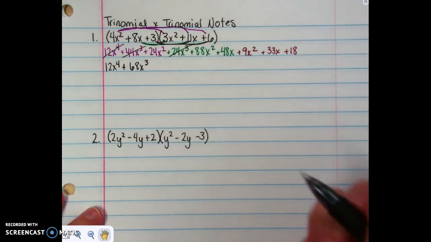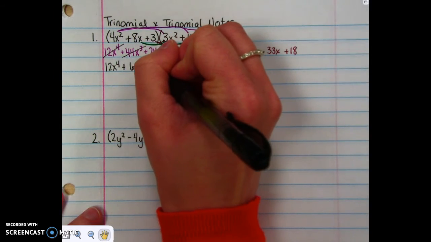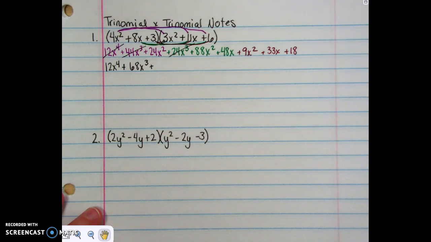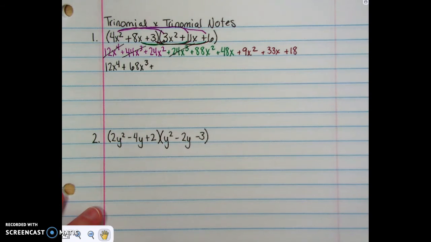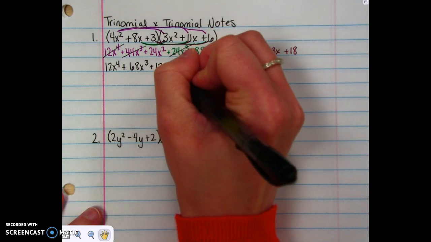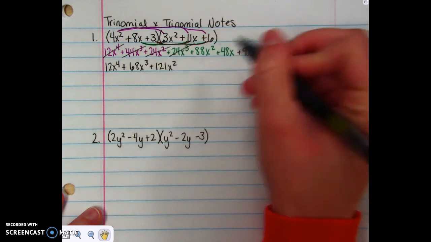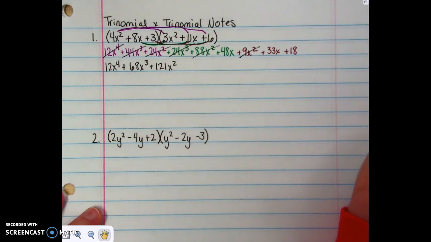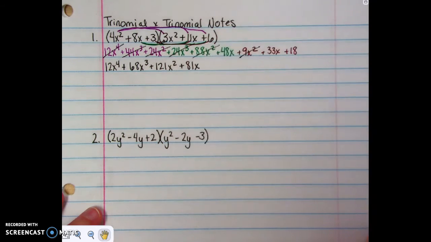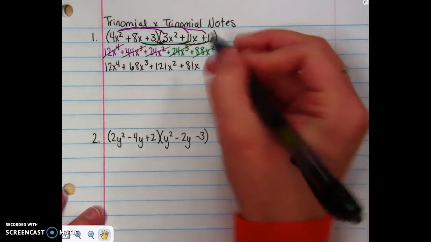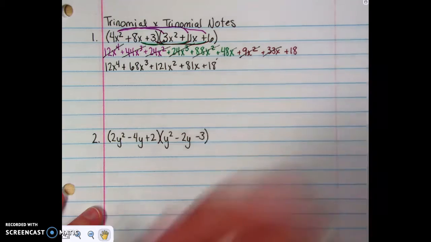Cross those out, and now looking at the x squared ones, I have 24, 88, and 9. Add those up, and I get 121x squared. And then looking at the x's, I have 48 and 33, which is 81x. And 18 does not have a buddy, so it stays the same.